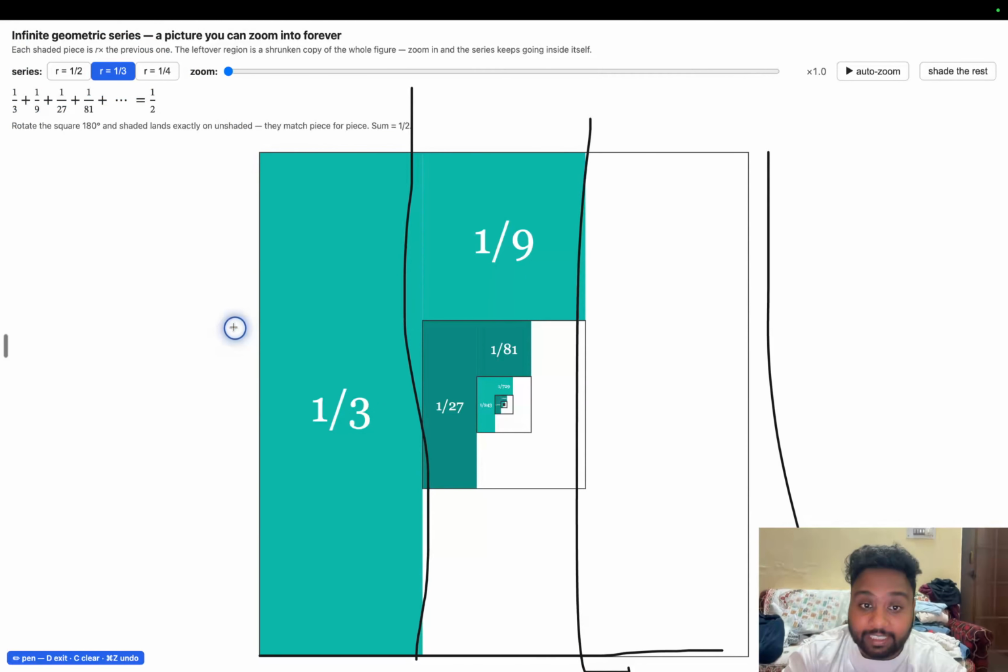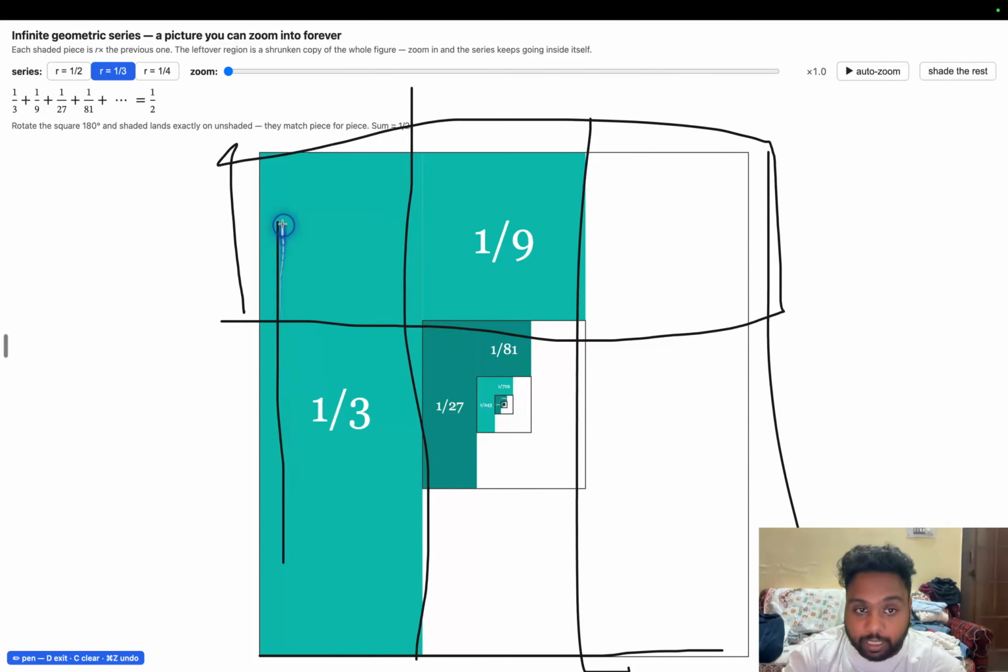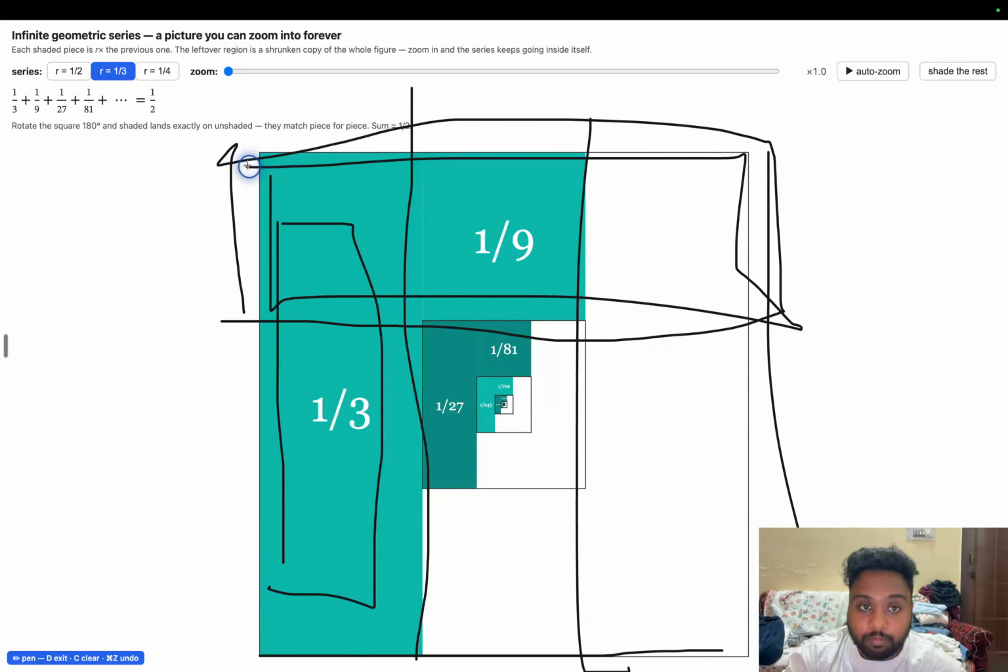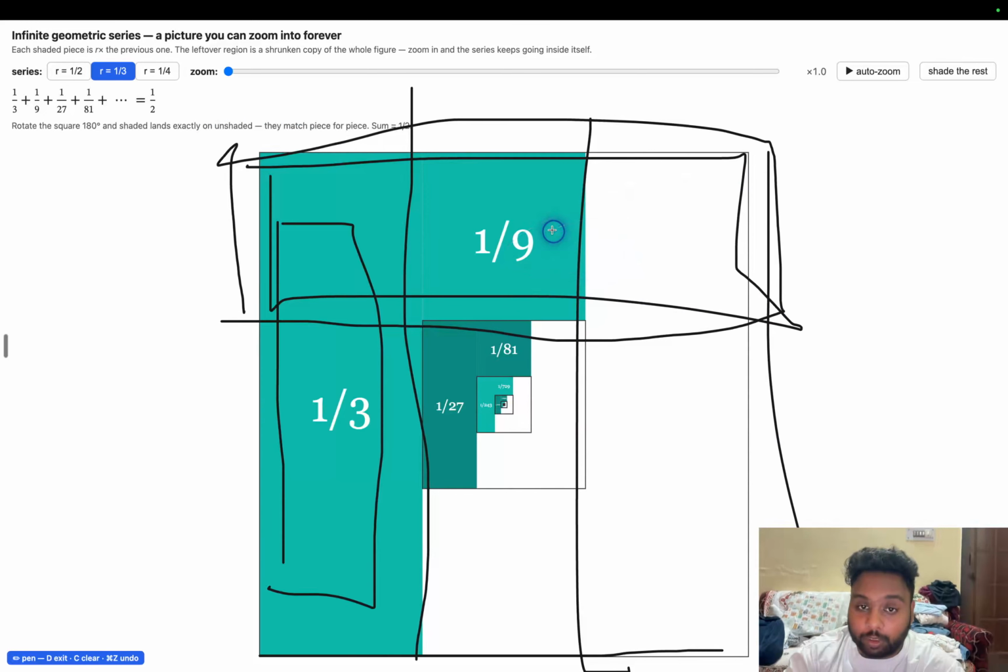Then I will take this whole rectangle. Because the area of this section was 1 by 3, can I say this whole section's area will also be 1 by 3? This top rectangle will also be 1 by 3 because it's equal, right? Because of symmetry. We don't need to think about formulas, we can just think about symmetry.